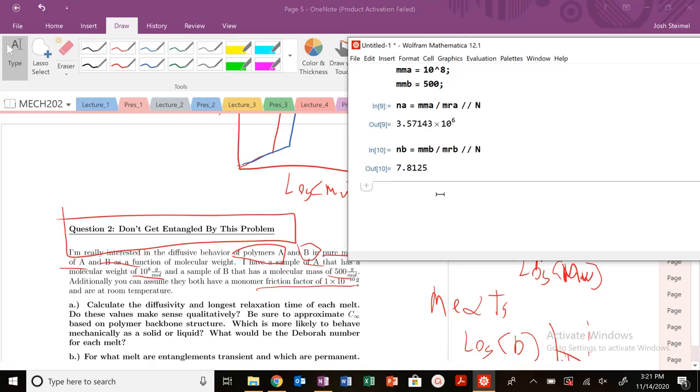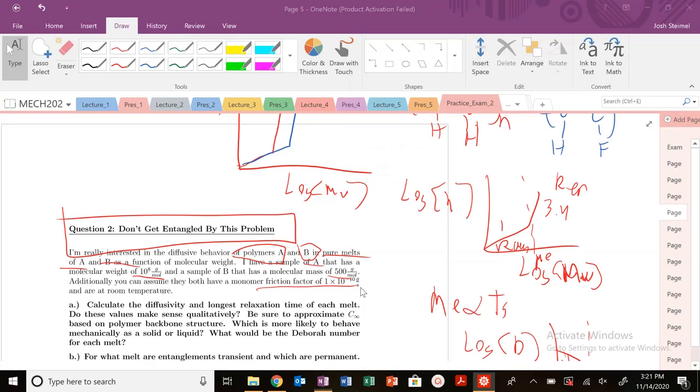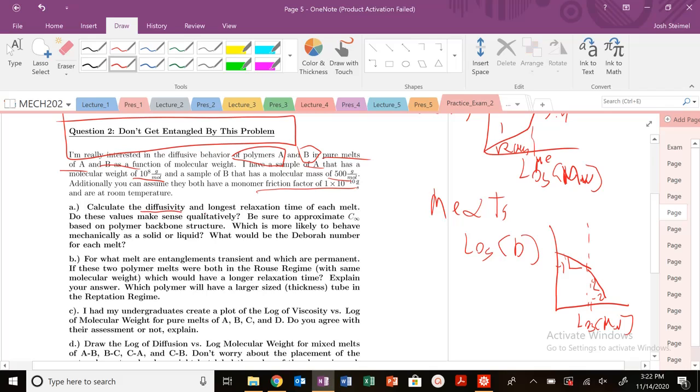So let's go ahead and then see what this question is actually asking us. We need to calculate the diffusivity, D, and longest relaxation time of each melt. And do these values make sense qualitatively? Approximate C infinity based on the polymer backbone structure. Which is more likely to behave mechanically as a solid or liquid? What would the Deborah number be for each melt?